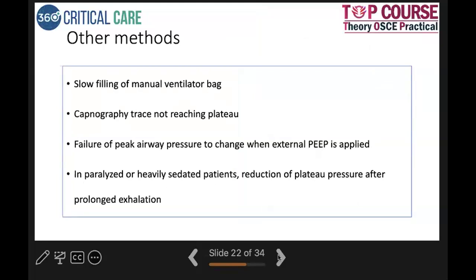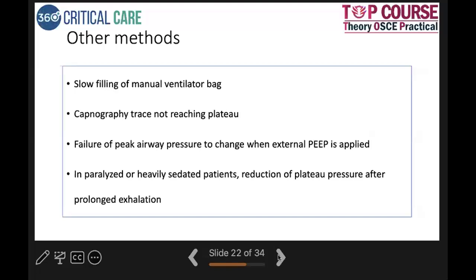Failure of the peak airway pressure to change when an external PEEP is applied is another indicator. If the patient already has auto PEEP, that is, air trapped in the lung, then when you apply an external PEEP, you are just matching what is already there inside the alveoli. If you go high, it is going to worsen the dynamic hyperinflation. If you go low, the expiration is going to happen easily. But when you keep the same level, the pressures match. If the intra-alveolar pressure is 5 and you keep a PEEP of 5, it is just going to match, so there is not much increase in the peak pressure.